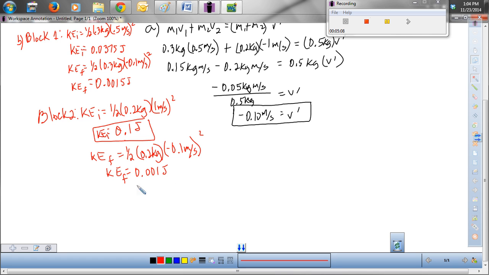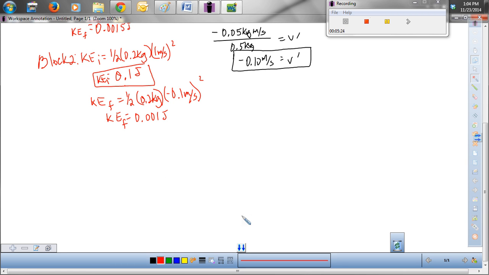And you can see that kinetic energy is not conserved, because I had 0.1375 before, and after I have 0.0015 plus 0.001, which is 0.0025. So I've lost some kinetic energy. Alright, let's go on to number 6.